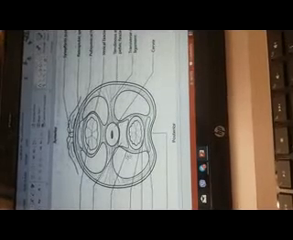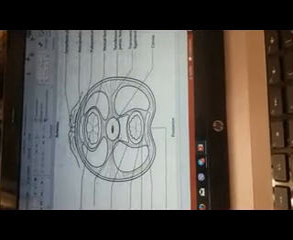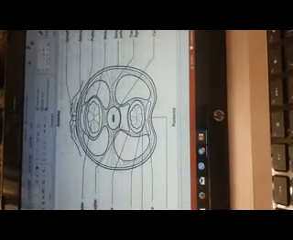This is part of the pelvis, the pelvic cavity. This is the rectum. This is a potential space lying anterior to the sacrum, known as the presacral space.